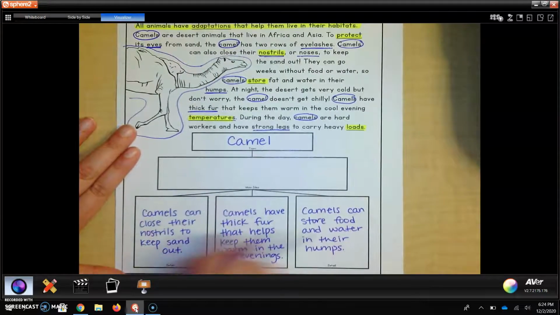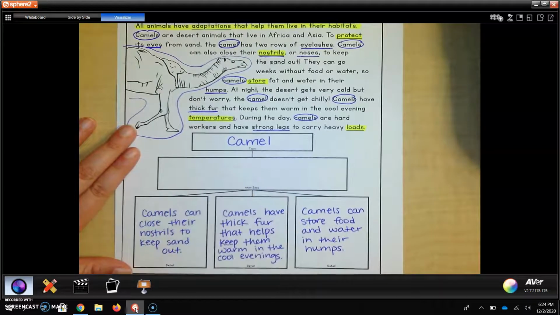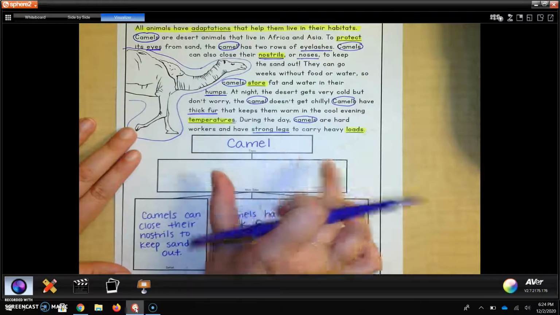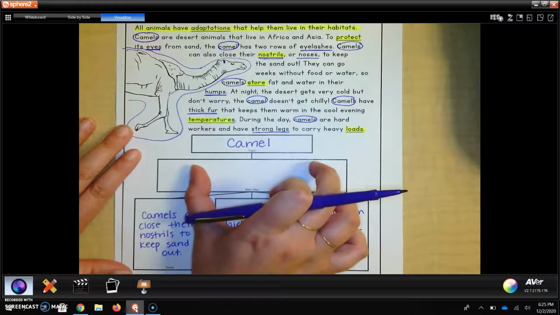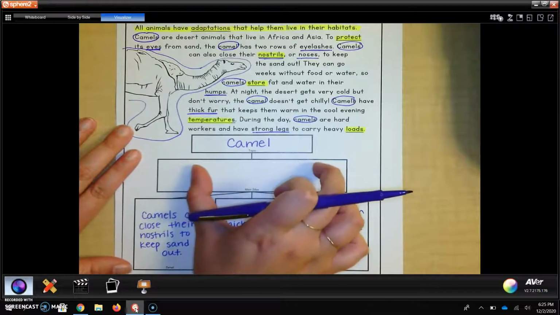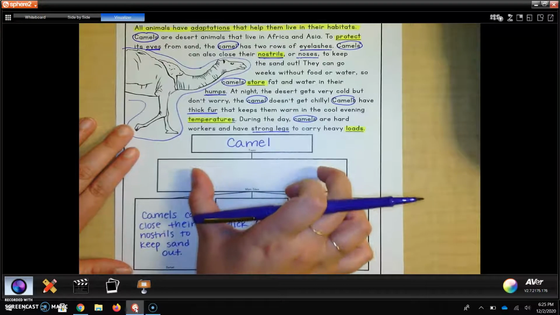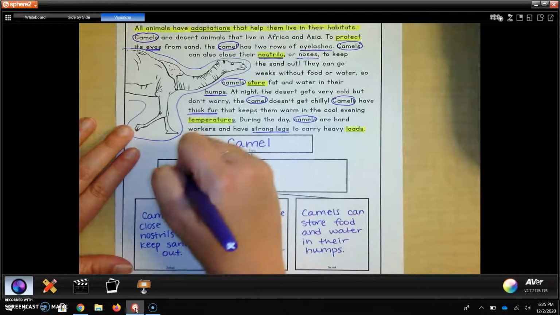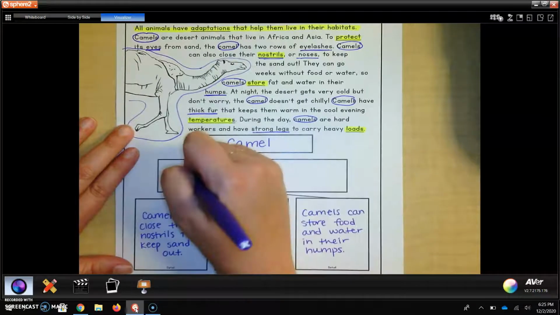I knew to put these down here because I already had an idea of what my main idea would be, because I noticed the patterns. I saw my clues. I knew that the main idea, what the author was mostly talking about, and the main point the author was trying to teach me, was that camels have special adaptations that help them survive in the desert. So I'm going to write that for my main idea.